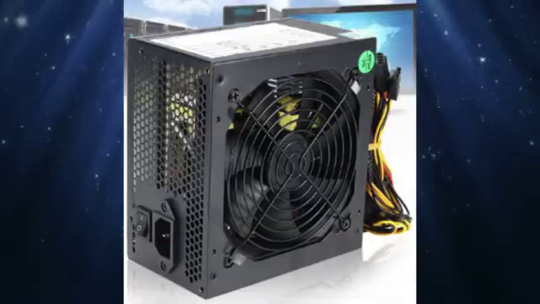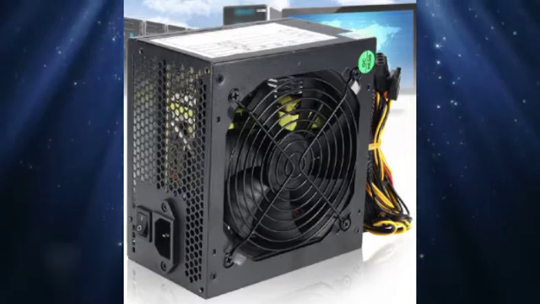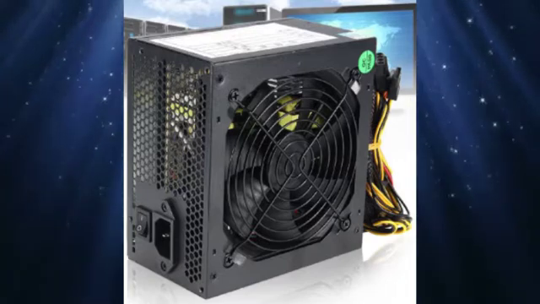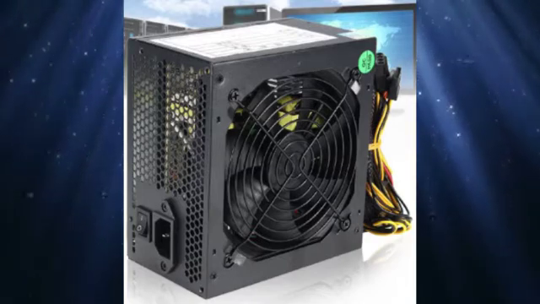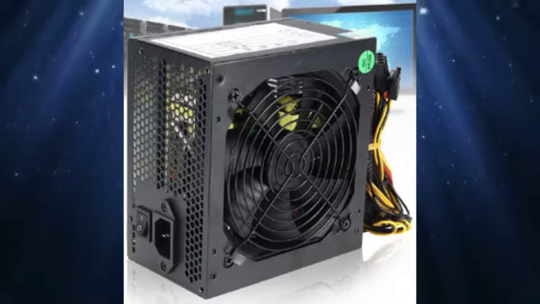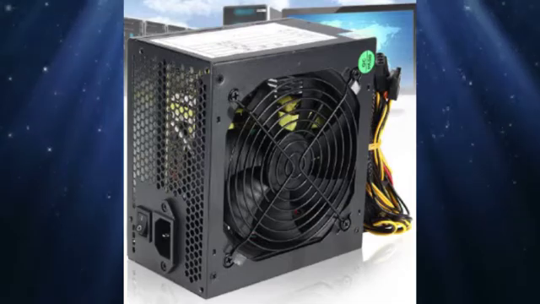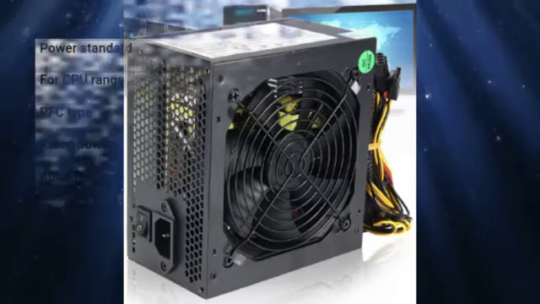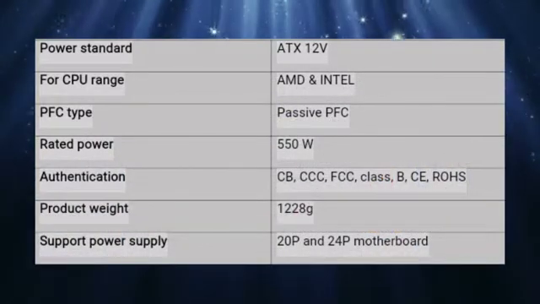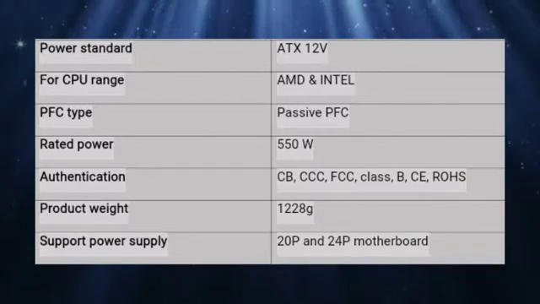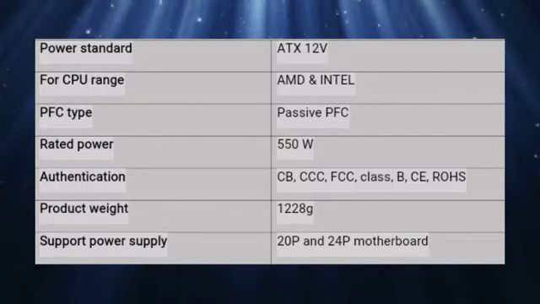For the power supply, we suggest to Nawal to use the 550 watt ATX PC power supply, ATX SATA PCIe power supply for AMD PC. It has power of 550 watts. It's equipped with a 120 mm efficient fan with temperature control to provide lower noise operation. The specification of this power supply is power standard ATX 12 volt. It is also suitable for CPU range AMD and Intel.